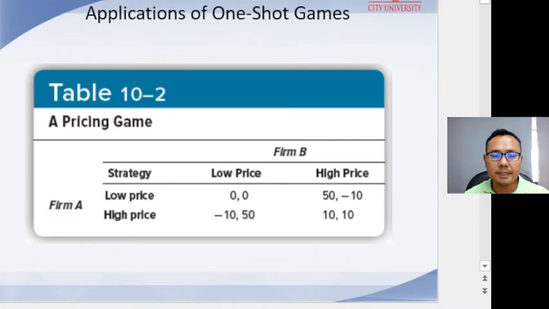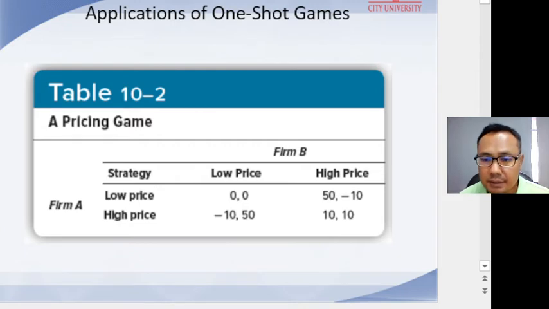For example, if firm A charges a high price while firm B charges a low price, A loses 10 units of profit, you can see minus 10, while B earns 50 units of profit. While the numbers in table 10.2 are arbitrary, their relative magnitude is consistent with the nature of Bertrand competition.